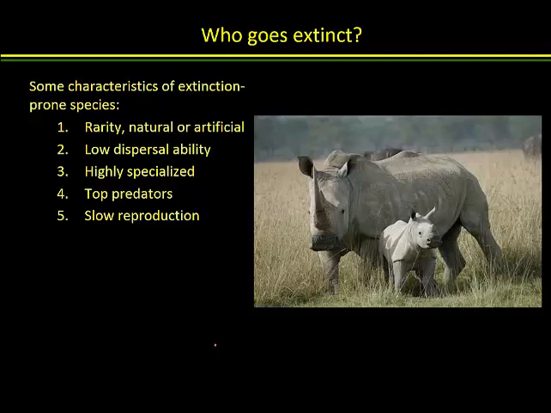And then a final reason why some species are more prone to extinction than others is that they have slow reproduction rates. For larger mammals, for example, it can take many, many months, sometimes over a year, to get an offspring such that it's old enough that it can be on its own. When you have species with these slow reproductive rates, it takes them a long time to recover when their populations have been reduced.